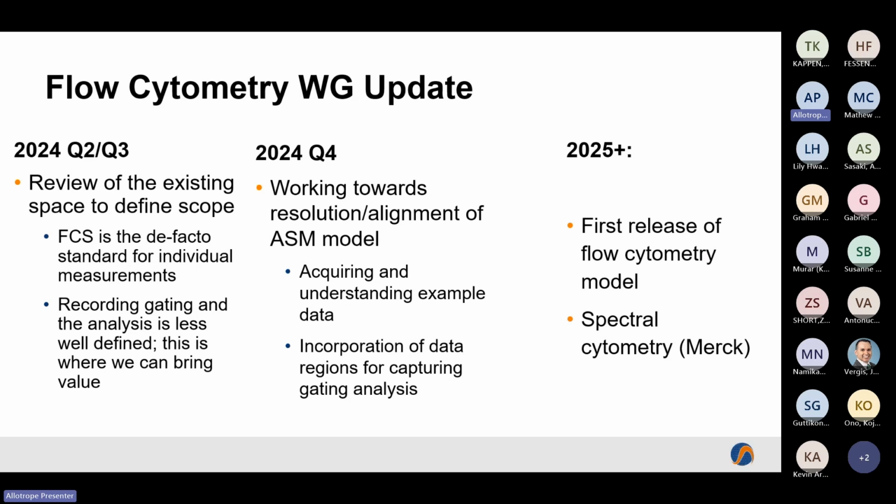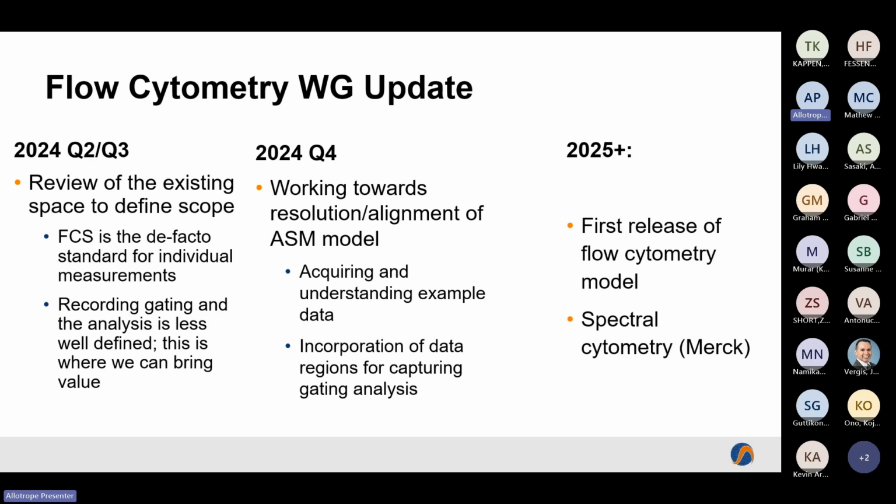When you send your data to a CRO, you get it back in some arbitrary Excel or CSV file format that means absolutely nothing to the person who didn't write it without exhaustive documentation. That's where Allotrope thinks we can make a difference, and so that's where we've defined our focus. This quarter, we're working on aligning towards that model, gathering some example data sets. We've been talking about how to represent those gating analyses using the concept of data regions that's been discussed through the last couple of quarters in a few different groups.